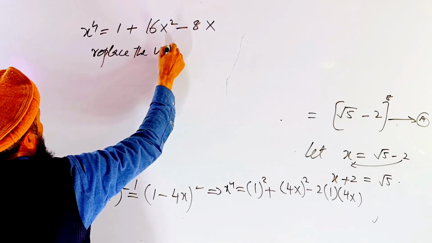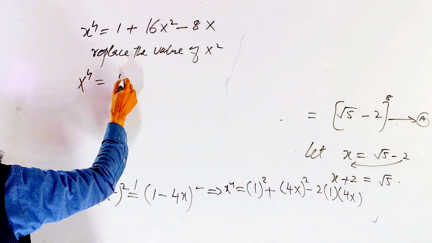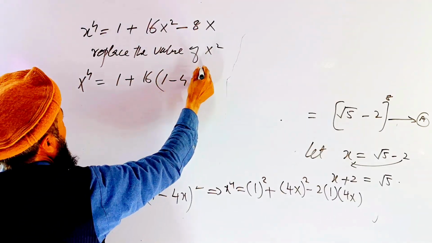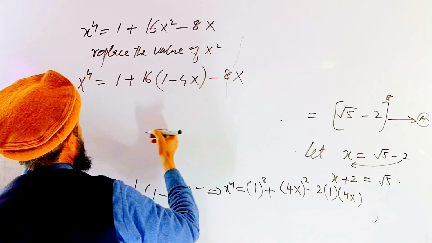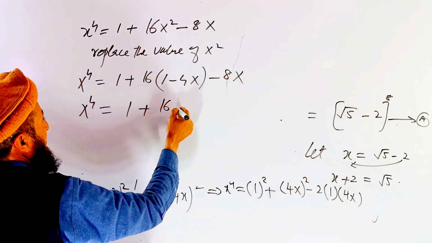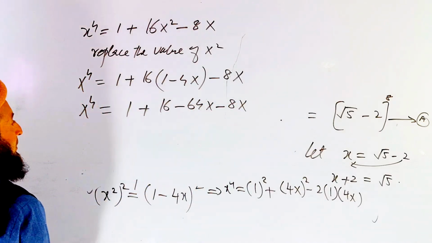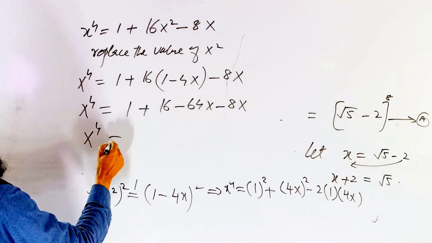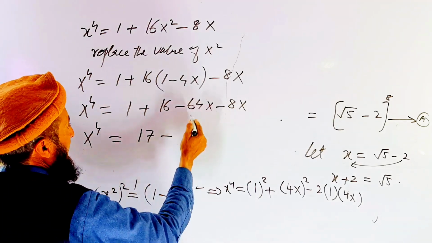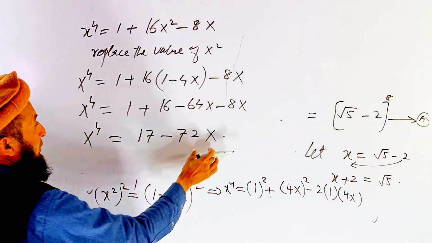Replace the value of x square here. So x4 is equal to 1 plus 16 into x square, which is 1 minus 4x, minus 8x. So we get x4 is equal to 1 plus 16 minus 64x minus 8x. Now we get here x4 is equal to 17 minus 72x. Now we replace the value of x.